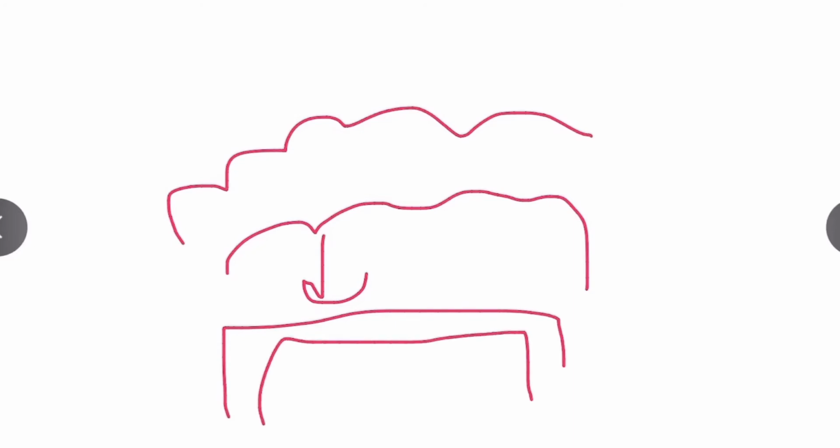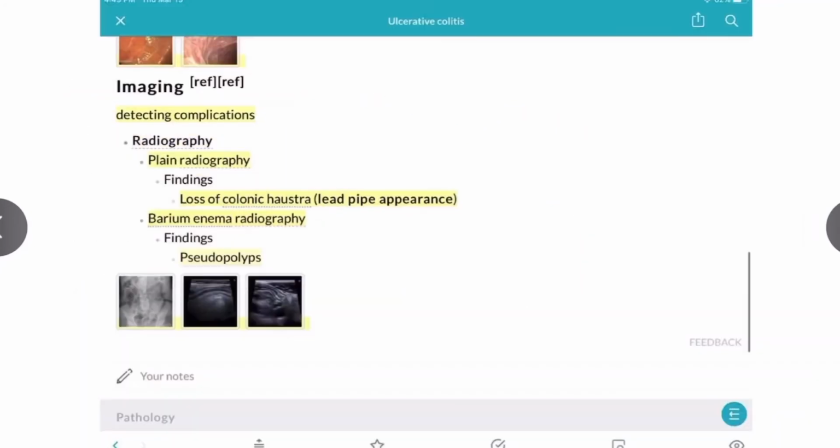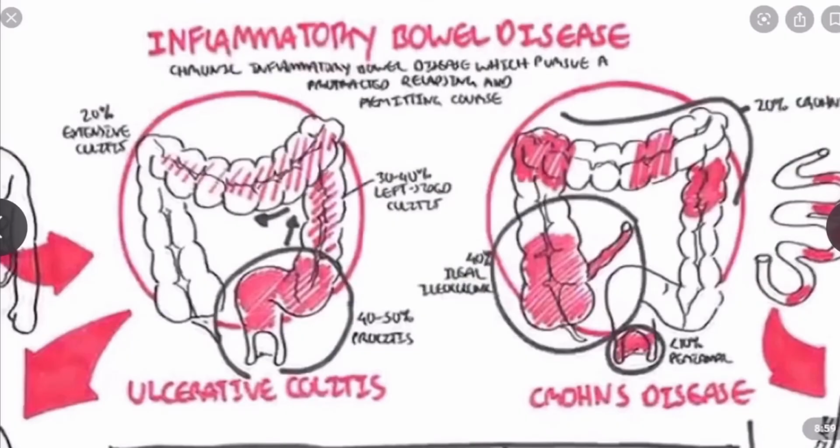Now, do you see any haustration in this case? No, we lost the haustration in ulcerative colitis. Another finding will be pseudopolyps, maybe false polyps. All right, now let's see inflammatory bowel disease.